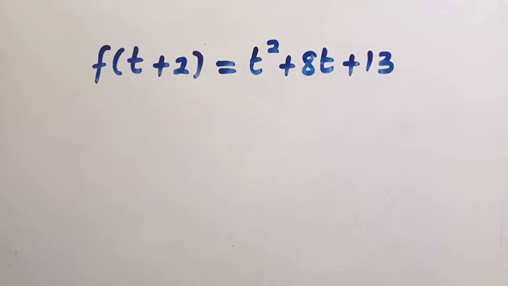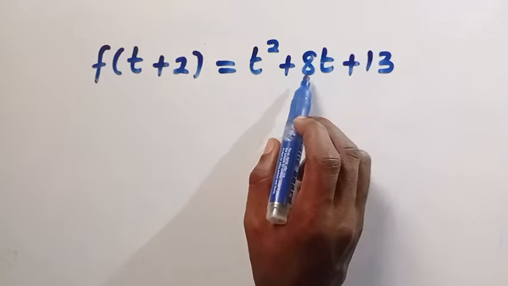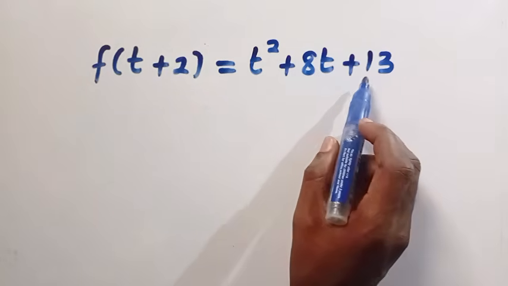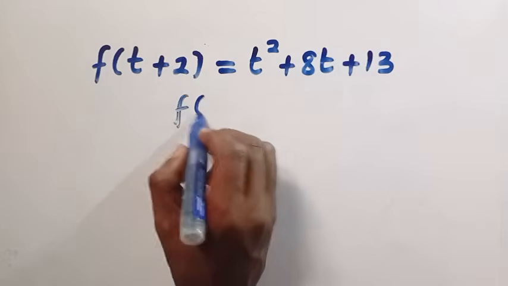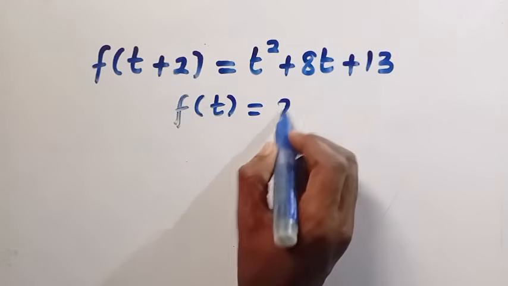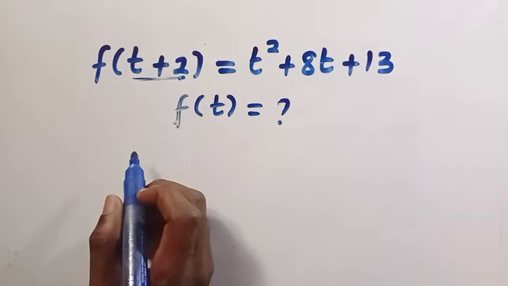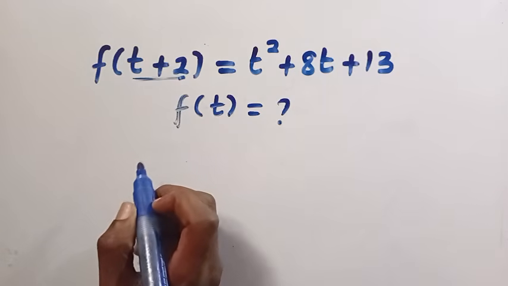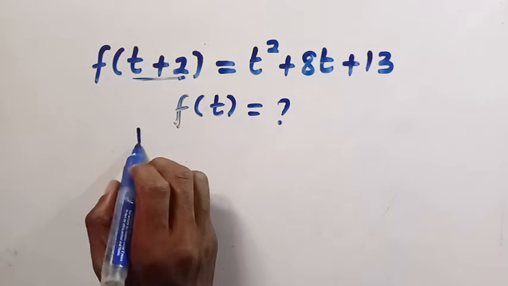Here is an interesting functional equation. We are given f of t plus 2 equals t squared plus 8t plus 13. Our goal is to find f of t, given that the domain here is t plus 2. How do you solve this? You can give it a try in the comment box, and I will be solving this in two different ways.